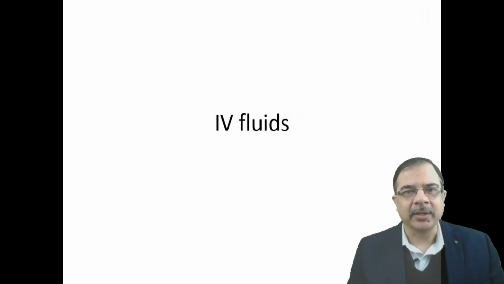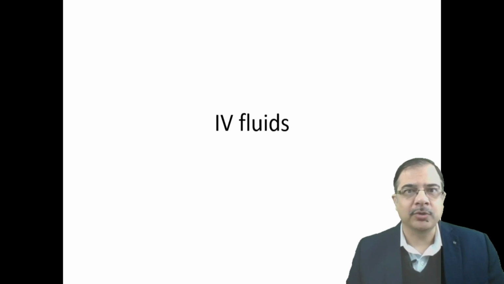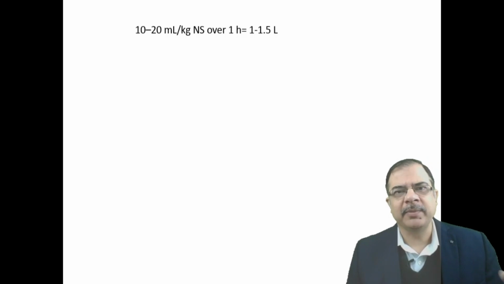Now, management. The most important management is IV fluid. The reason being, the predominant cause of death in diabetic ketoacidosis is dehydration, and there is usually a 5 to 6 liter fluid deficit in these individuals. So how should the IV fluid be given? As soon as the patient comes to us, we will give 10 to 20 ml per kg of normal saline over 1 hour, and that will correspond to 1 to 1.5 liters. So you can just remember, in 1 hour, 1 liter of fluid will be given.